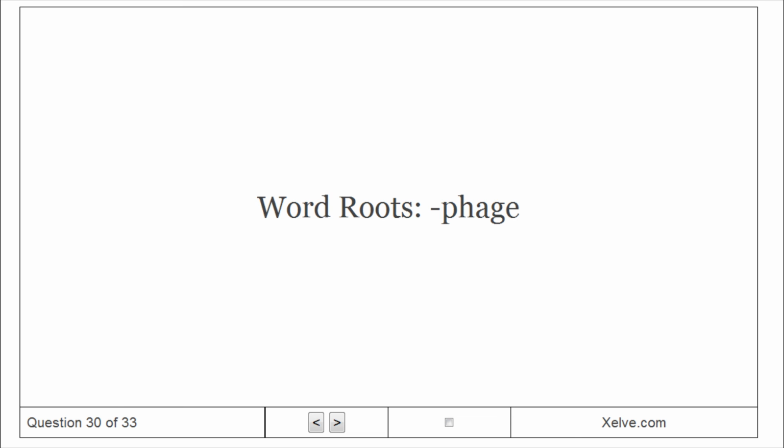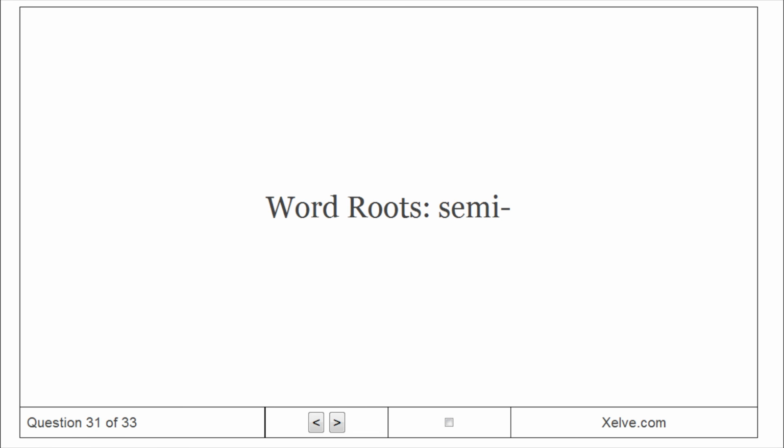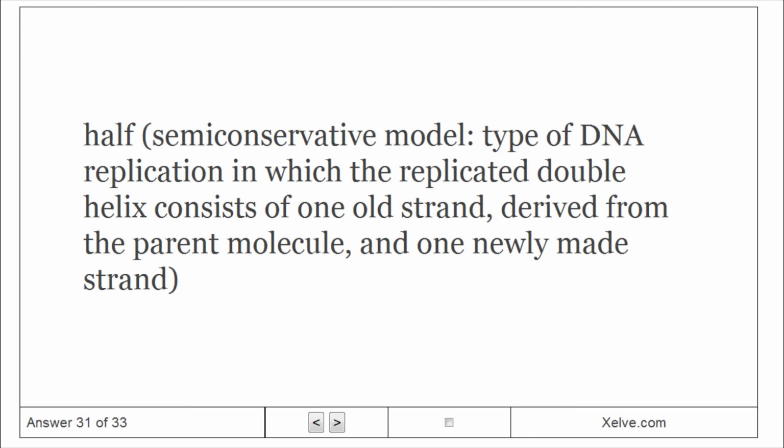Word roots. Phage: to eat. Bacteriophages, viruses that infect bacteria. Word roots. Semi. Semiconservative model, type of DNA replication in which the replicated double helix consists of one old strand, derived from the parent molecule, and one newly made strand.